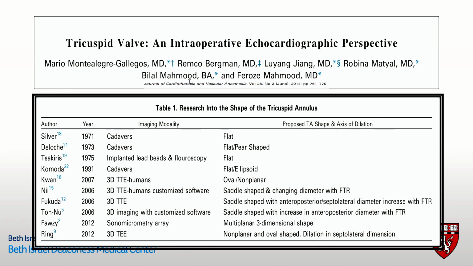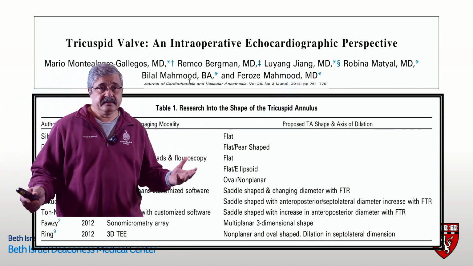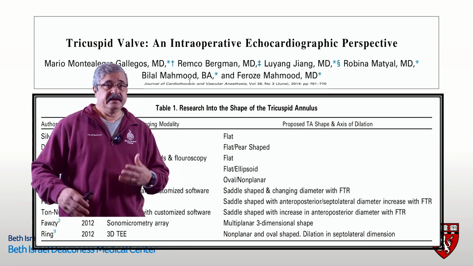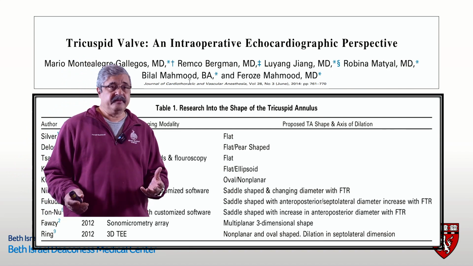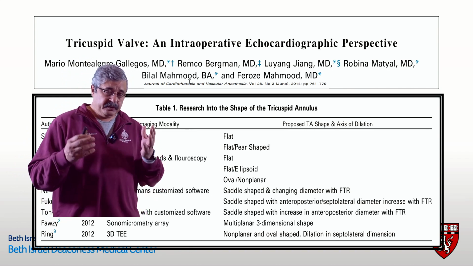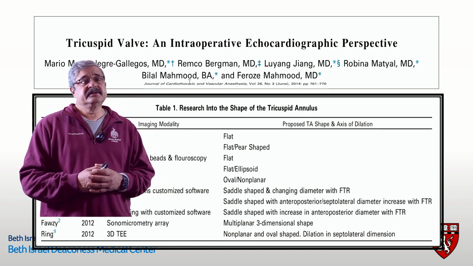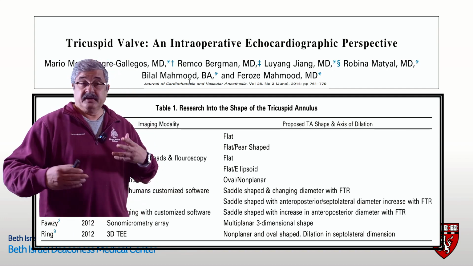As you can see, based on the ones that are, it has been seen for anywhere from being flat and pear-shaped, flat, ellipsoid, oval, non-planar, saddle shape, and changing diameter with functional tricuspid regurgitation. And really, if you get into the nitty-gritty of the way these studies were done, some were transthoracic, some were done on animals, some were not done dynamically.